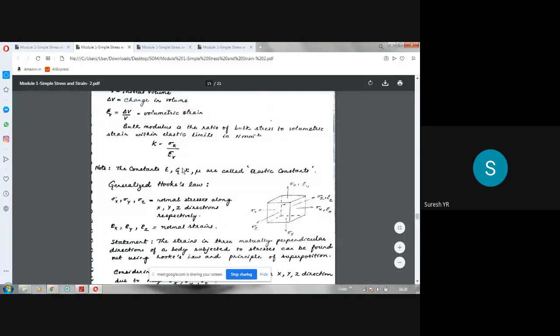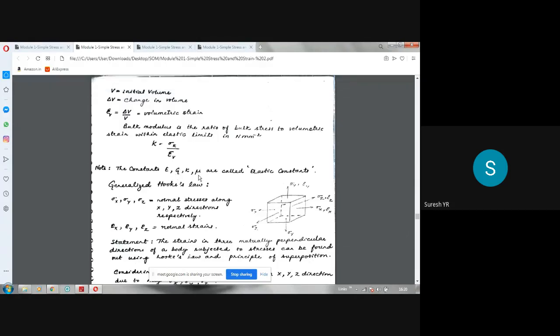Now all these four, Young's modulus E, rigidity modulus G, bulk modulus K, Poisson's ratio mu, they are all called as elastic constants. Okay. So this is what I wanted to explain you today.